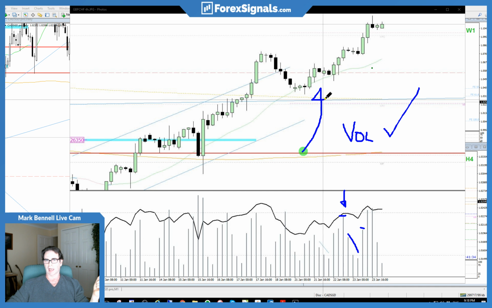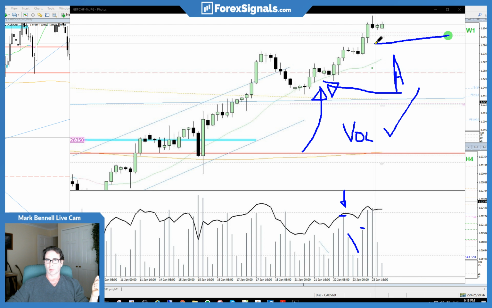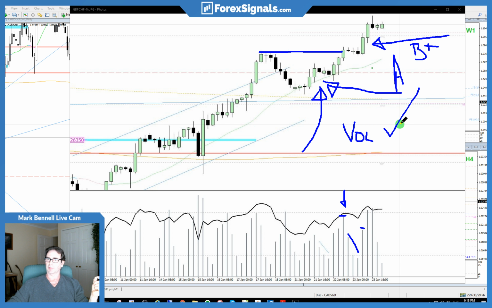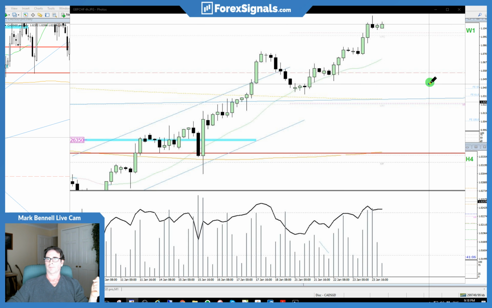So both of these setups, to me, especially the first one is an A. Second one, probably a B plus. Maybe a tad stretched, but where it is nice. Breakout, pullback. Maybe a tad extended here, but everything else, these are pretty good. All right, let's move on.